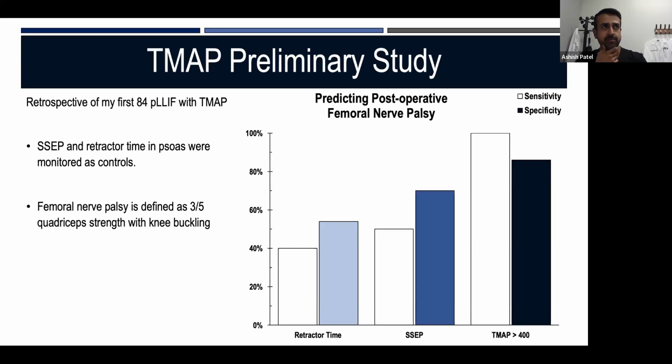And because there's nuance around what weakness is, you can have poor effort, you can have pain, you can have a 4 out of 5 hip flexor, you can have maybe a 4 out of 5 quad. We defined an issue as 3 out of 5 or knee buckling during the postoperative phase, right? And so what we found was that retractor time really had a very low sensitivity and specificity for catching an injury. There are often times where we can have retractor times of 20 minutes, 15 minutes. Some people get really good and they're at 10 minutes.